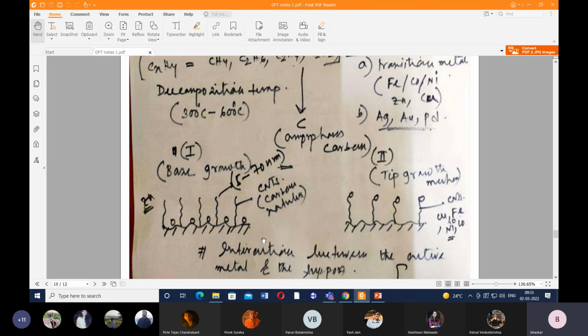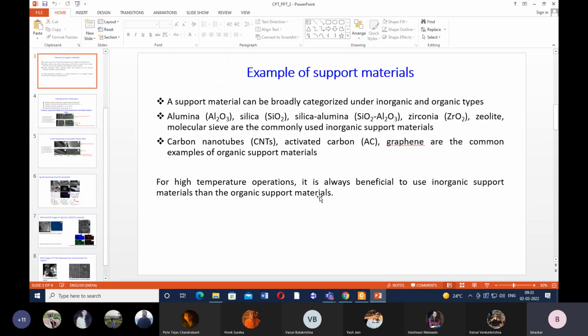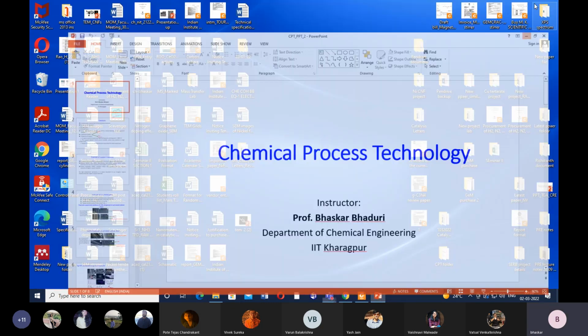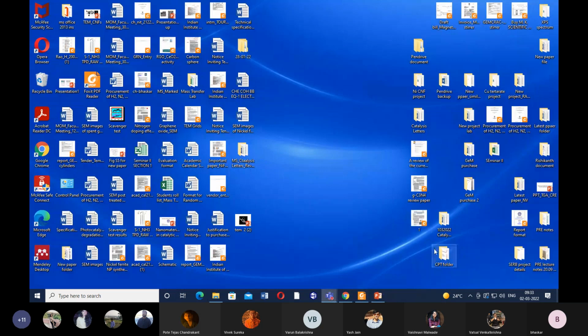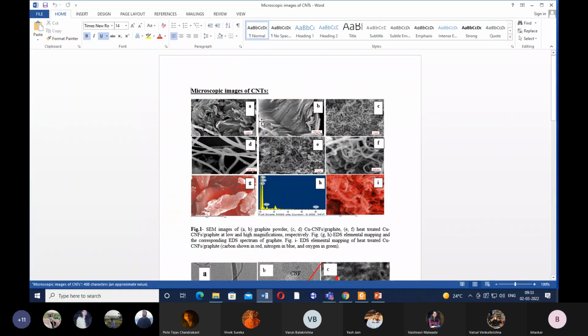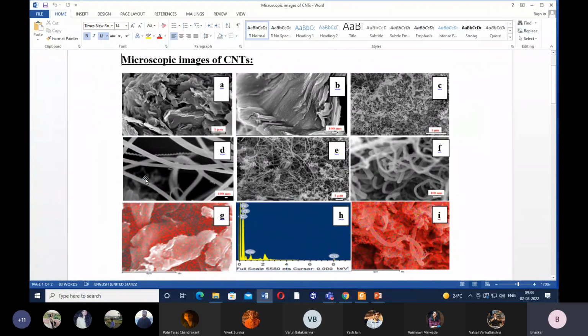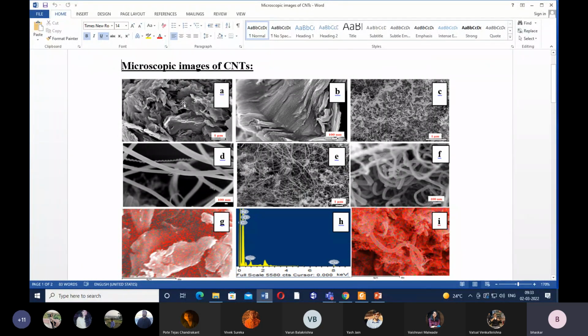Okay, now I'll show you some of the images that I took for carbon nanotubes. Not here, maybe some other. Let me zoom it a bit. Okay, let me show you some of the carbon nanotubes that I synthesized by myself.